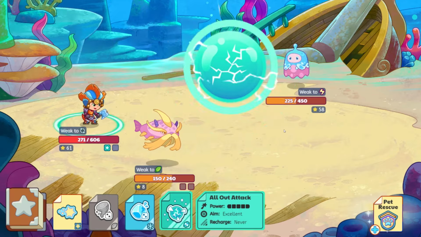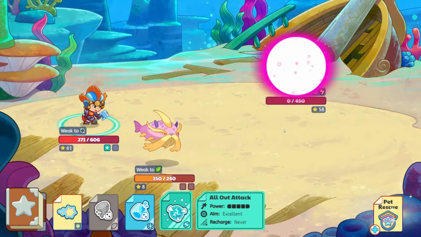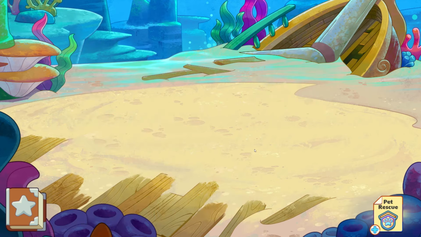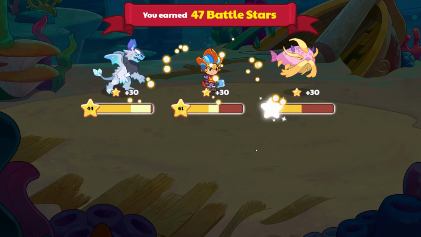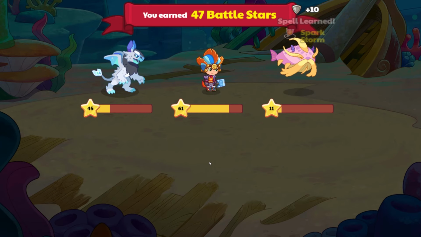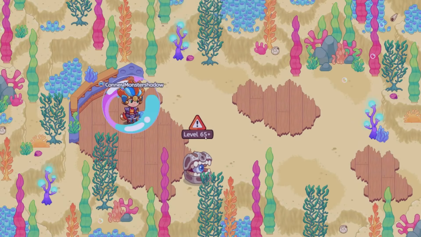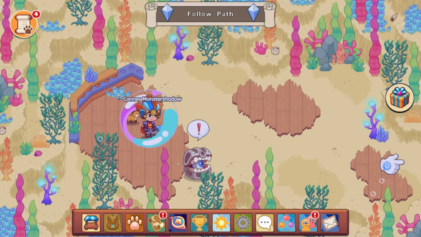And boom. Goodbye, Cloud Caller. River Caller. There we go. We gained a spell. Awesome. All right, we get all rewards. And then let's try this level 65 and see how we do.